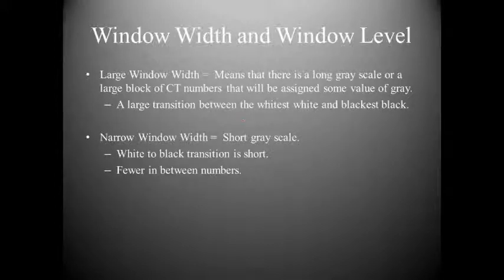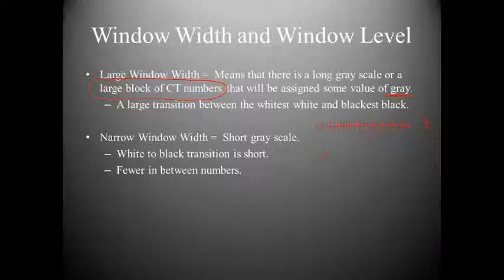So a large window width means that there is a long grayscale. And what we mean by long grayscale is a large block of CT numbers that correspond to some value of gray. So there's going to be a lot of numbers that apply to gray. There's going to be several different shades. A large transition between the whitest white and blackest black. So you might have white and black, and because this is going to be low contrast, you're going to have many different shades of gray lying in between.